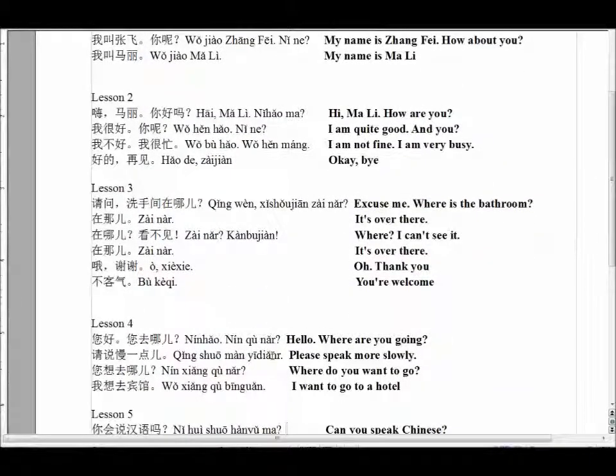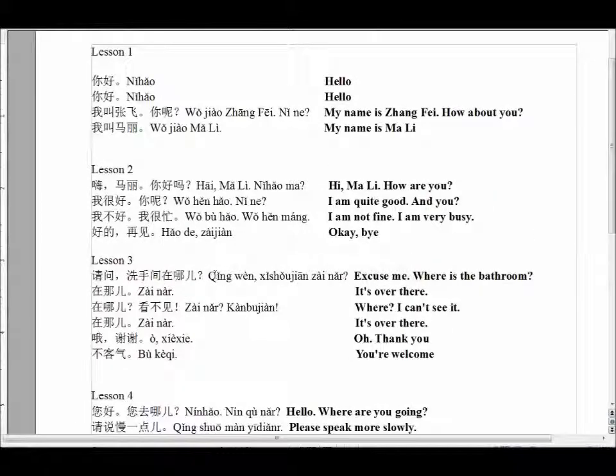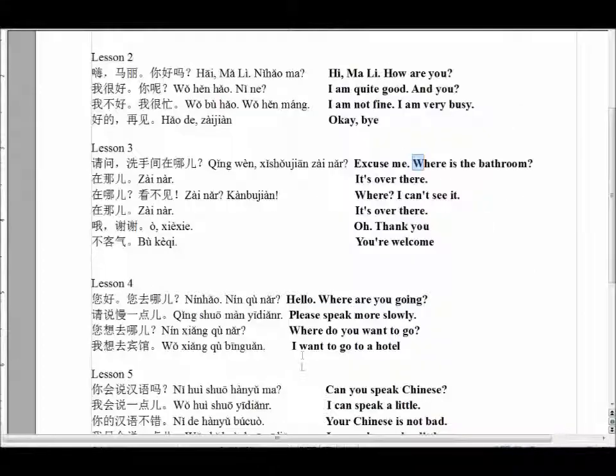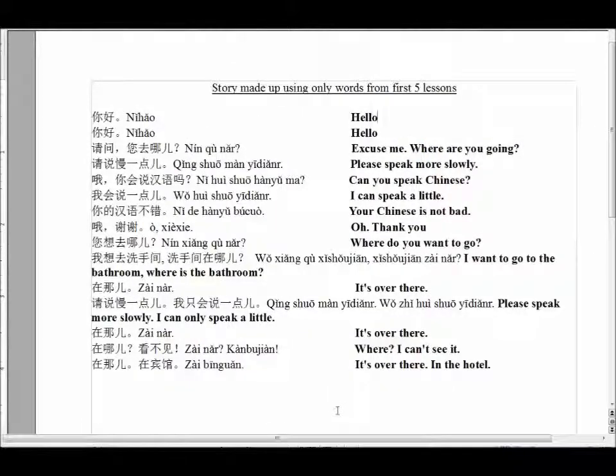So, as you can see, I'm just mixing and matching sentences and also words. Like, for instance, it says here, I want to go to a hotel. 我想去宾馆. Instead of saying that, I say I want to go to the bathroom, because we learned the word for bathroom up here where it says, where is the bathroom? So I can just say, instead of I want to go to the hotel, I want to go to the bathroom. And this is here where I wrote 我想去洗手间在哪儿? So you just have to get creative with it.